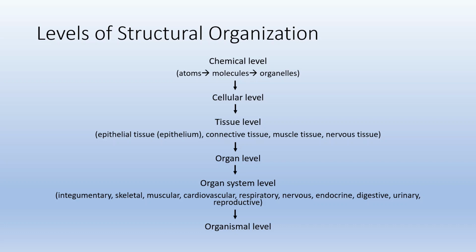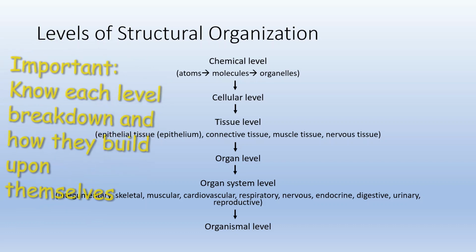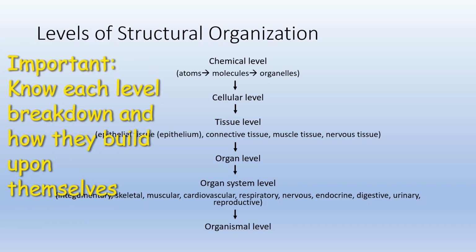From those 4 tissue types, when we put 2 or more of them together, we create an organ. Examples of organs are the brain, the heart, and the stomach. When we have multiple organs come together that are similar in function or assist the body in carrying out a function, we create an organ system. And we will see that we have 11 organ systems which make up the organism, or the human body.